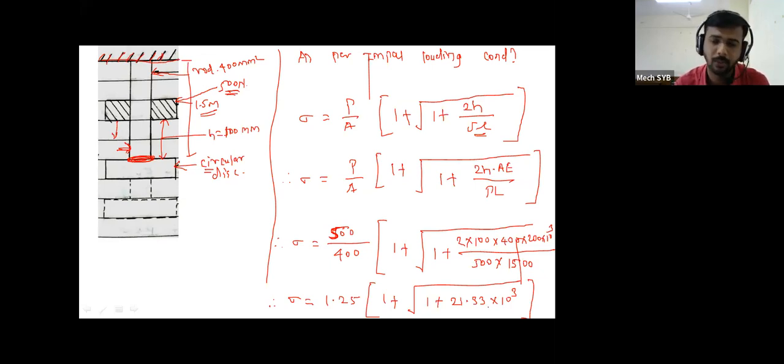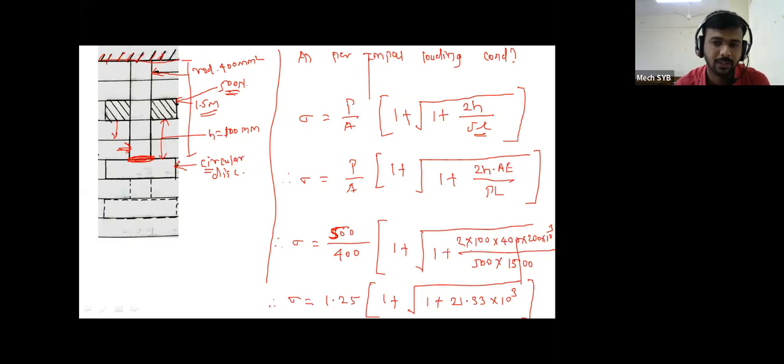So which value we have calculated? See, 2h into AE divided by PL. In that we have kept the value as it is. H value as 100 mm, A value is given, E value is given, and divided by PL value. So do the separate calculation of this term and write in the square root as it is. Go for more and more simplification. Everyone, please send your answer in the chat box.